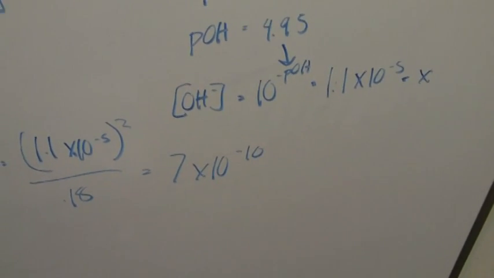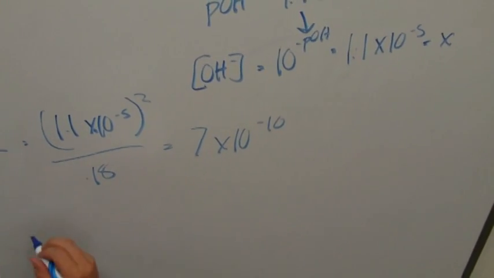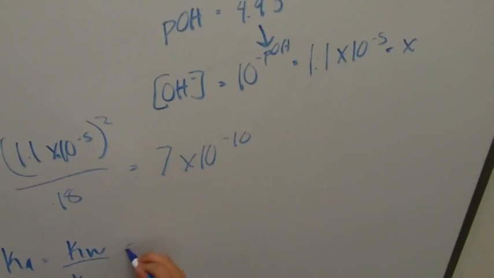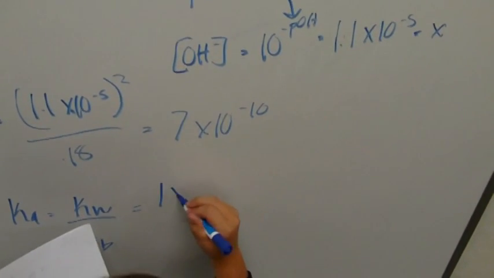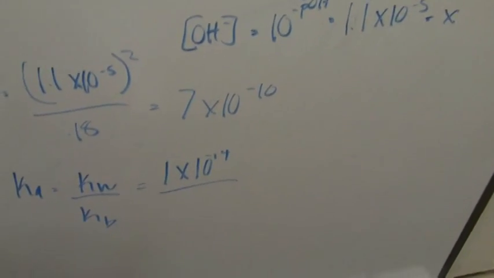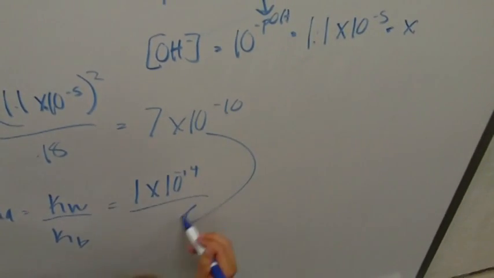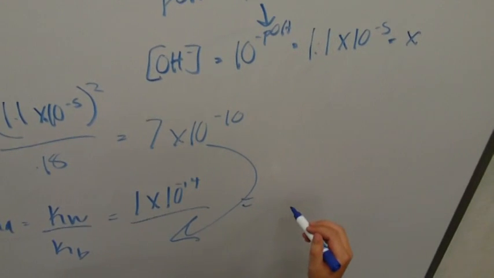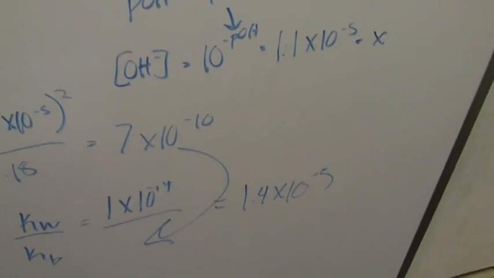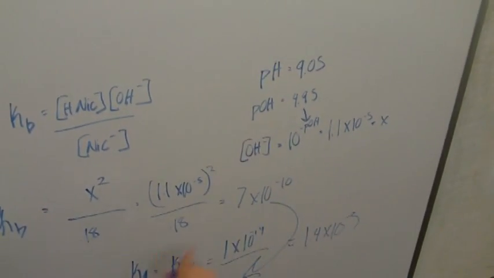Fabulous. But they want to know what the Ka value is. So remember, Ka is equal to Kw divided by Kb. So we know what Kw is, 1 times 10 to the negative 14. That's a given. Kb, well, that's what we just found. Let's plug that in. And we're going to find out that it is equal to 1.4 times 10 to the negative 5. All right. So there you have it. Find the Kb using the pOH, and then Kw divided by Kb.